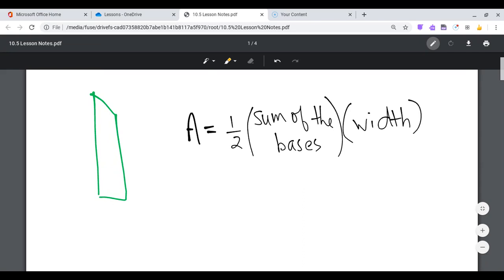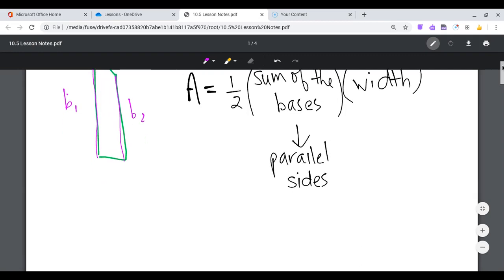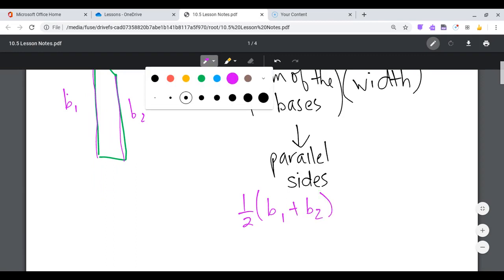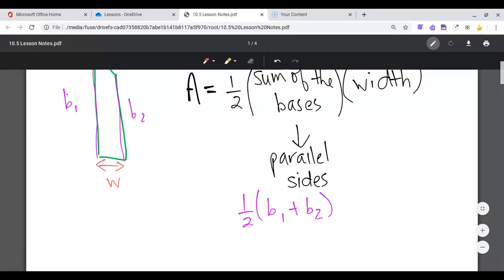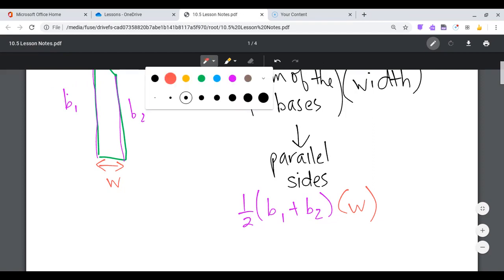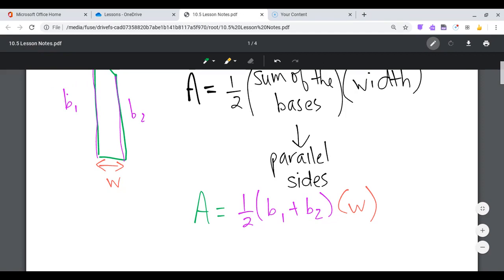And so when you're looking at these, the sum of the bases come from the parallel sides. Those are what builds the trapezoid. So a trapezoid has two parallel sides. So in this case, my two parallel sides are going to be these vertical pieces. Let's call that B1 and B2. So in order to get this area, I'd have to take half of B1 plus B2, and then I would need to know what the width is between these, multiplied by the width. That's going to calculate the area of one trapezoid.